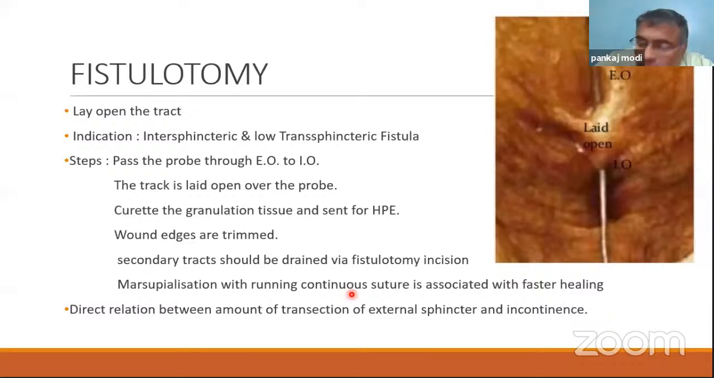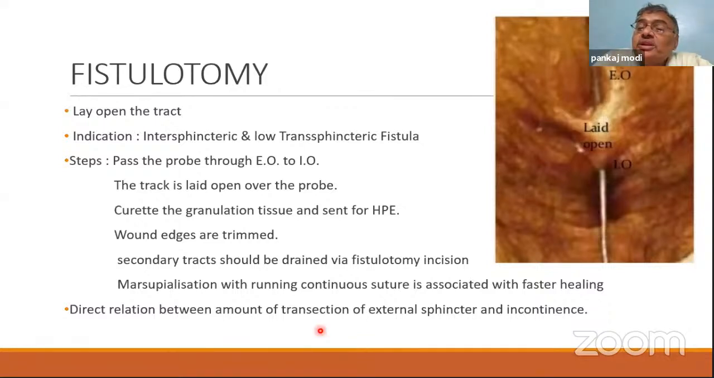Yes. And in case of transsphincteric fistulas, when fistulotomy is done, after passing the probe we have to judge if enough muscle of the external sphincter is present above the probe or not. Only if a small amount of muscle is present external to the probe should we go for fistulotomy. Otherwise, there will be more risk of incontinence.